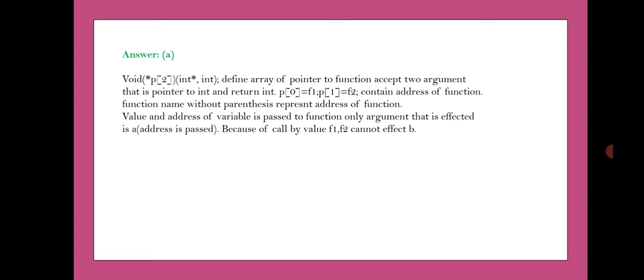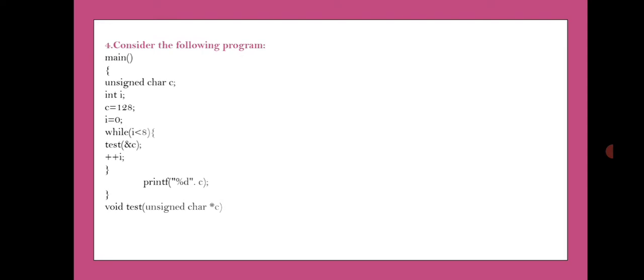Let's move on to the other program. Just go through this program where we have unsigned char c and int i, c equal to 128, that is 128, i equal to 0, while i less than 8, we are calling a function test with ampersand c, pre-increment, that is plus plus i. We are printing c.